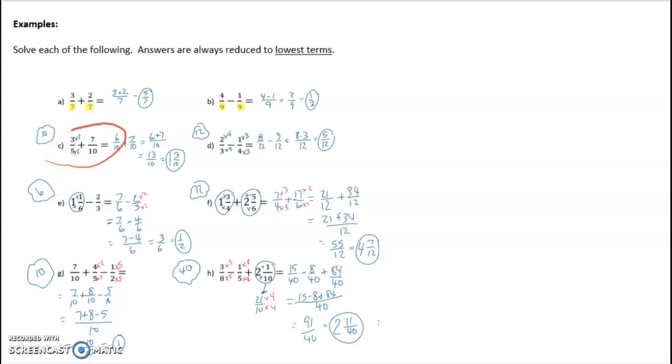Next one, C. We have 3/5 plus 7/10. So if we look here, we know that 5 times 2 can give us 10, so our common denominator is 10, and we just have to multiply both the numerator and denominator by 2. So 3 times 2 gives us 6, 5 times 2 gives us the 10. Plus 7/10 stays the same, okay?